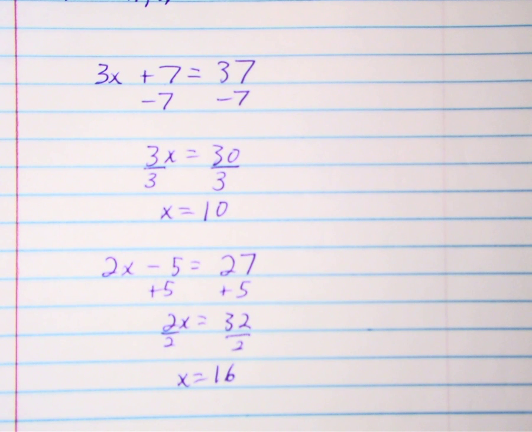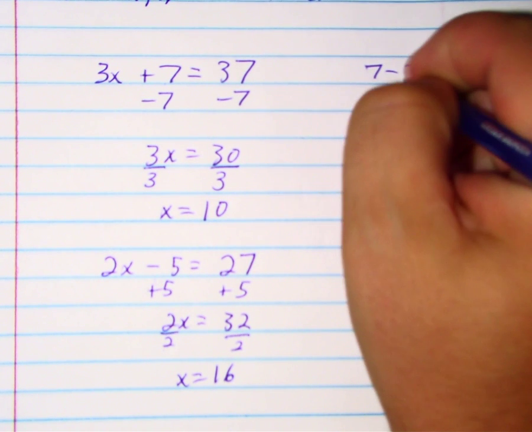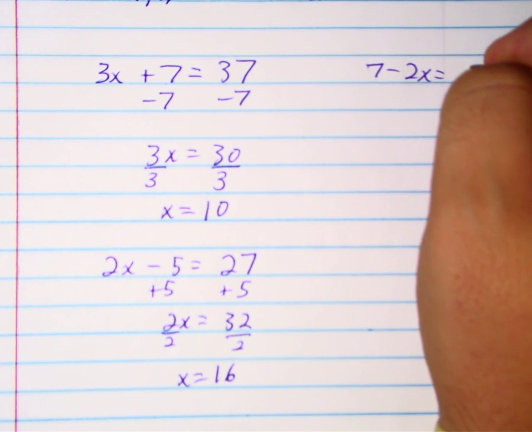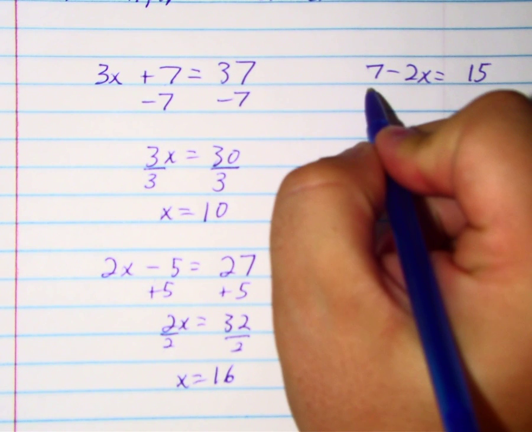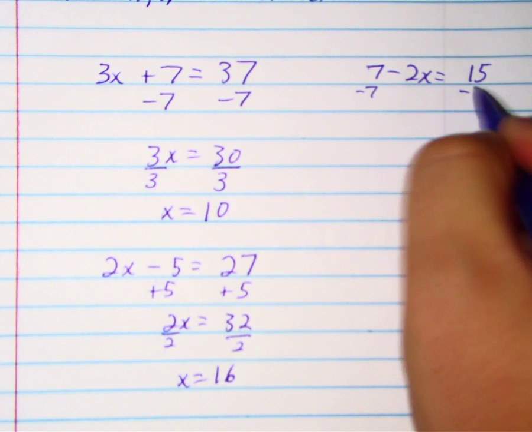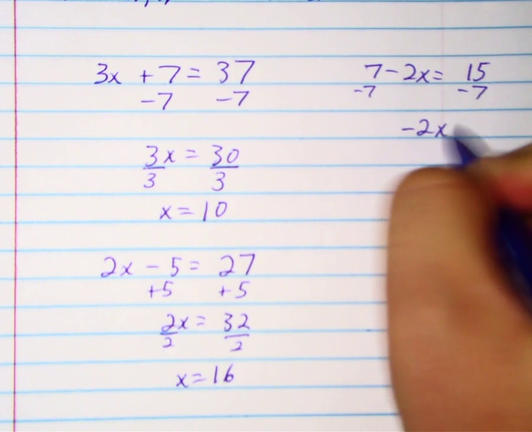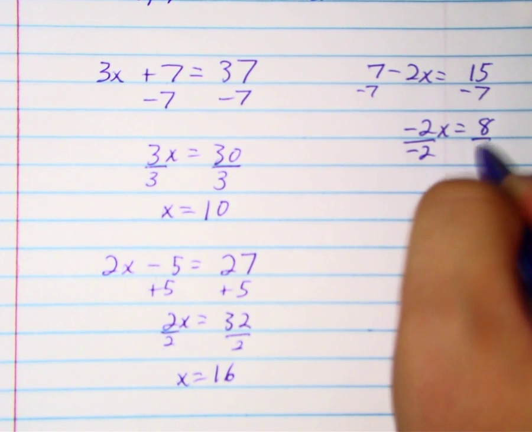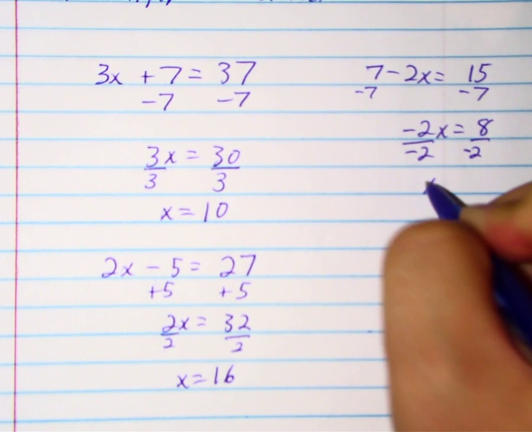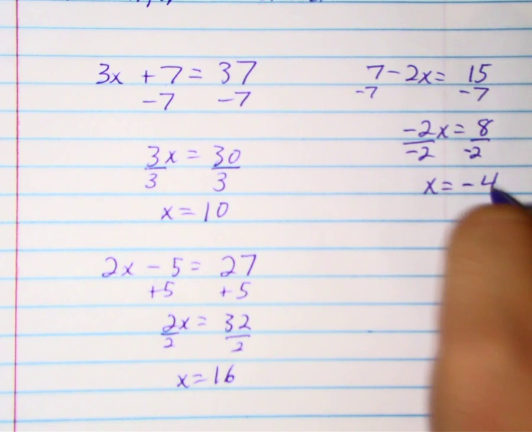That's the basics of it. If you have negative numbers, you would divide by negative numbers. If you were to have something like 7 minus 2x equals 15, this is a positive 7, so you would subtract 7 and get negative 2x equals 8. Divide both sides by negative 2, and that would be negative 4.